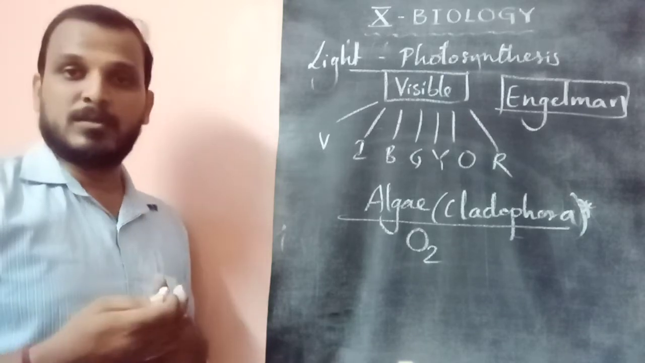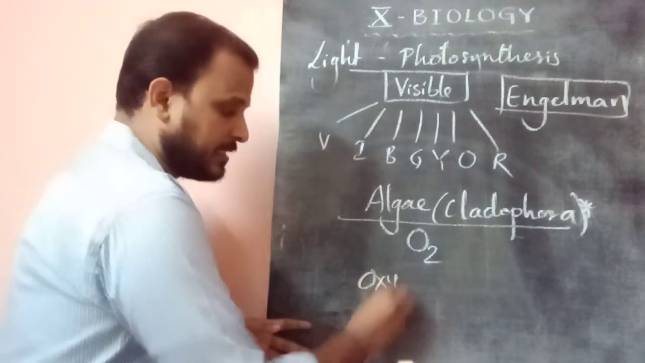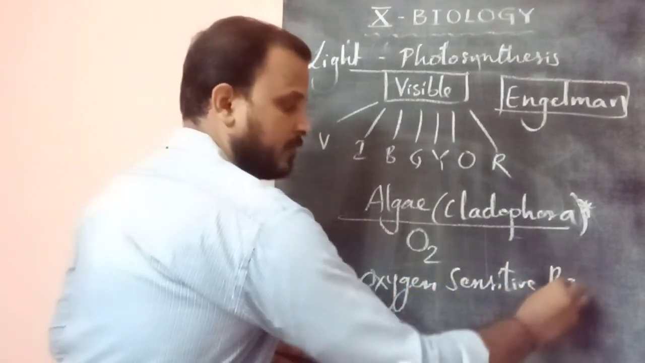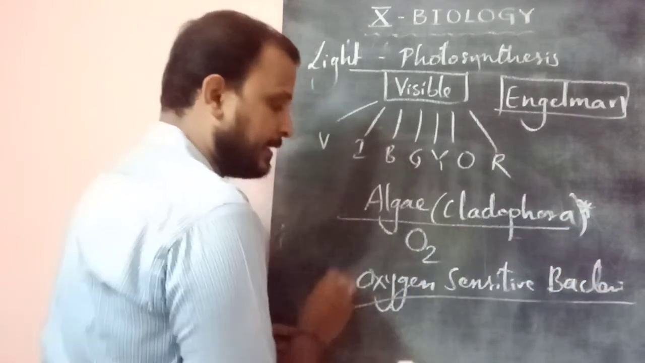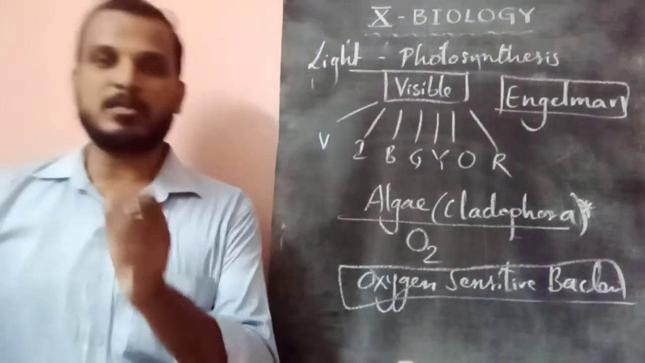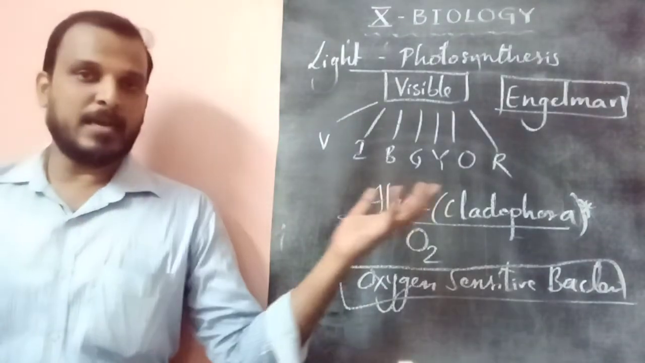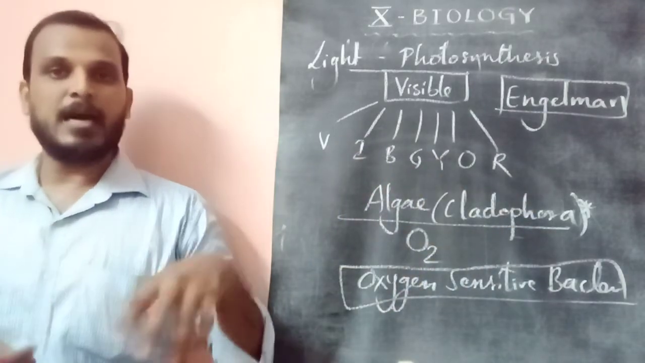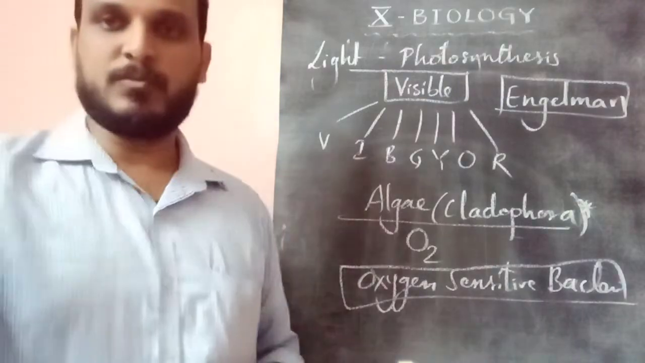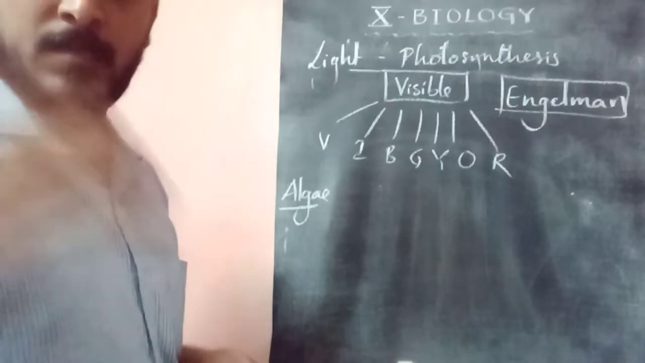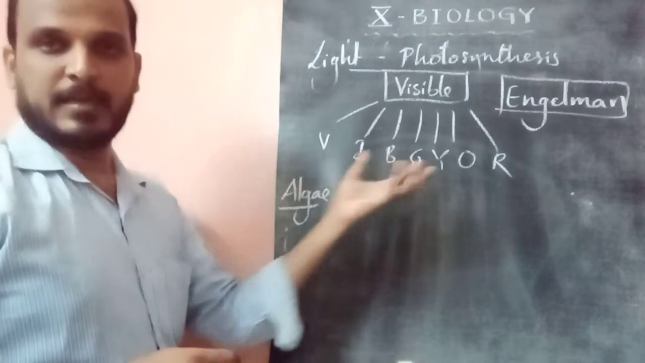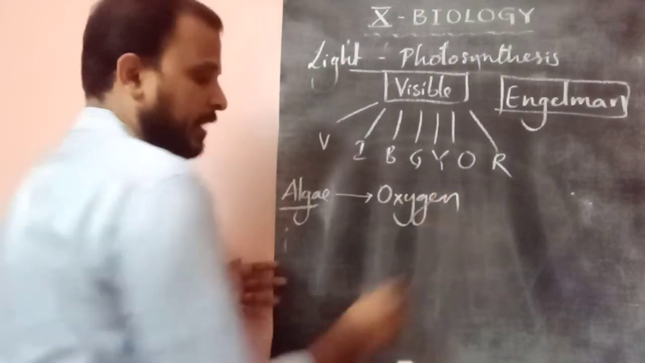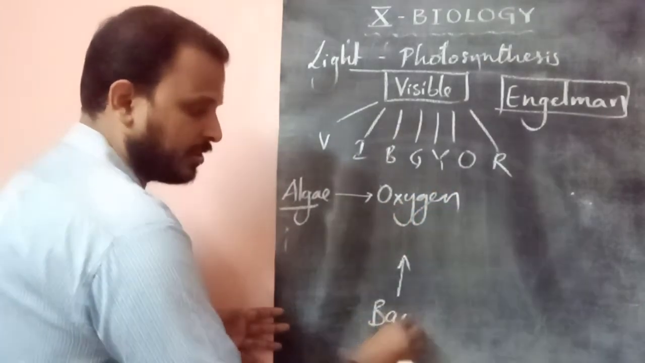And he also allowed a bacteria called oxygen sensitive bacteria. What is this bacteria's nature? The bacteria need oxygen to live. Those are called oxygen sensitive bacteria. So he released algae in these 7 colors to do photosynthesis, and they are releasing oxygen. And he also introduced a bacteria which needs oxygen.